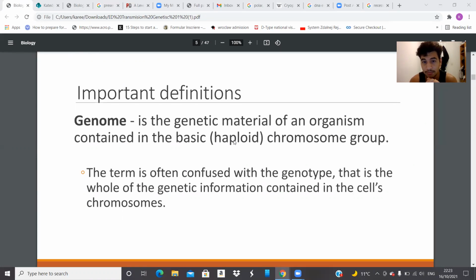So, what does genome mean? Genome is basically all genetic material of the organism. So that's all the sequence of DNA, all your codons, everything that codes for every physical characteristic that you have in a haploid. So that means in a haploid, meaning gamete, okay, meaning half.